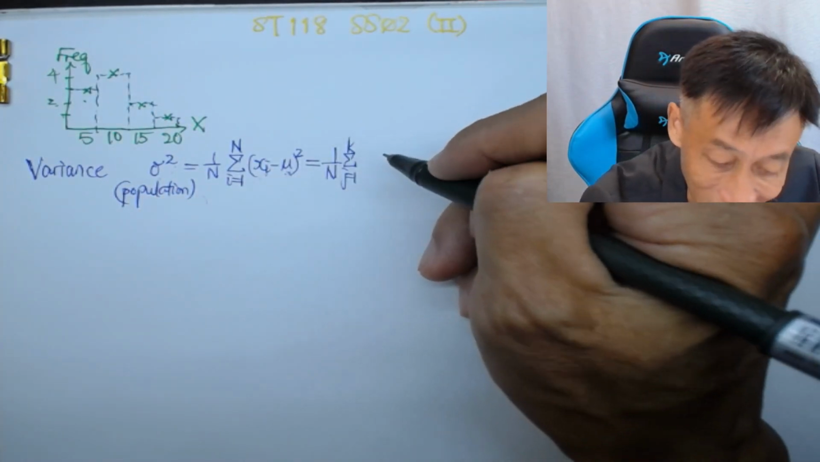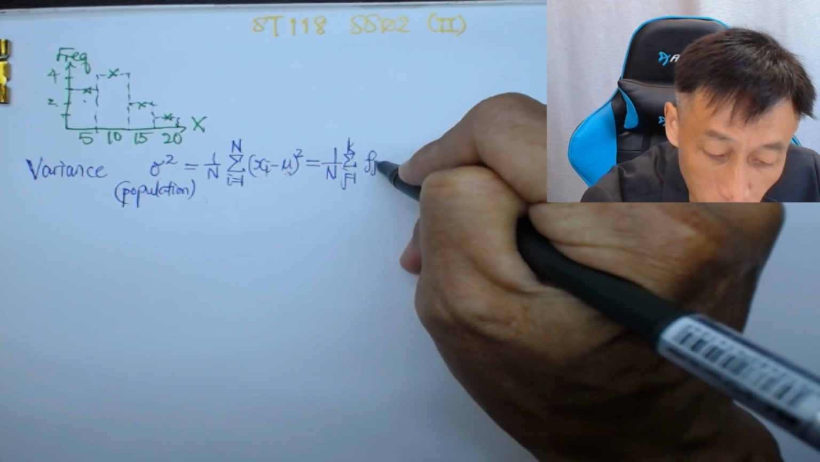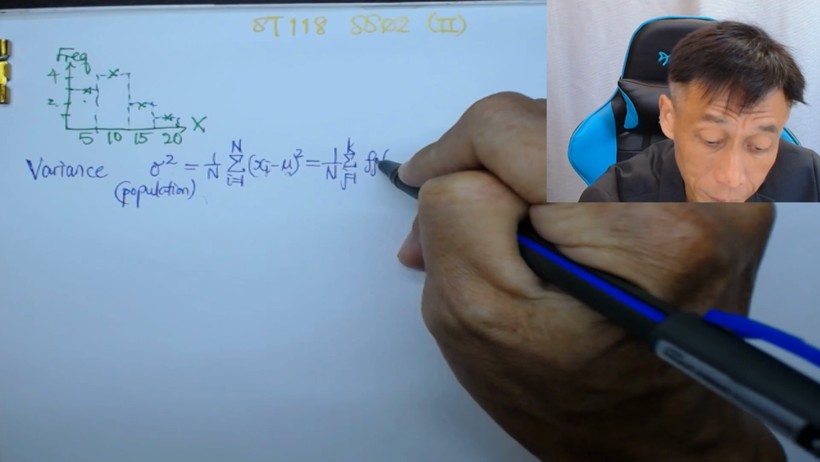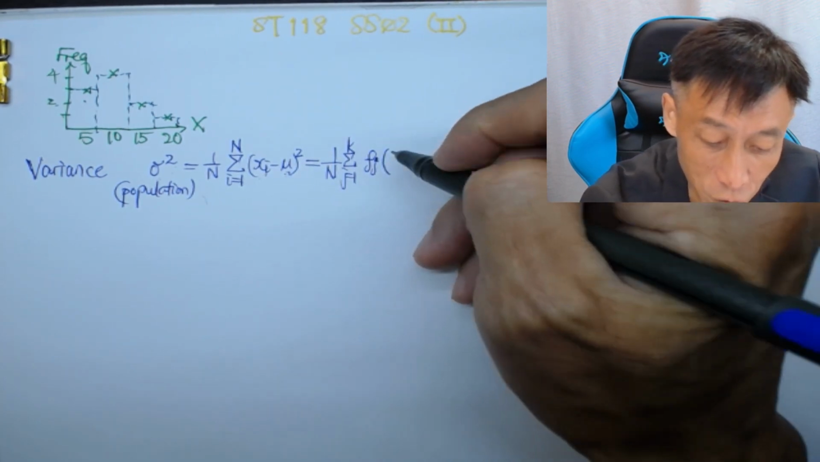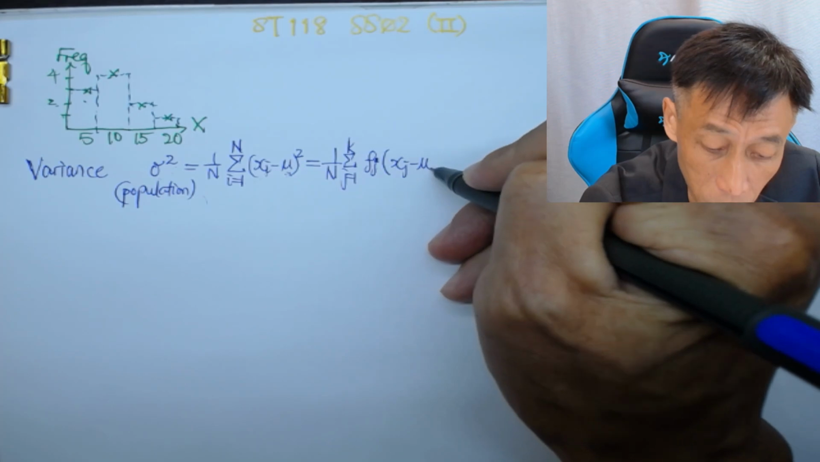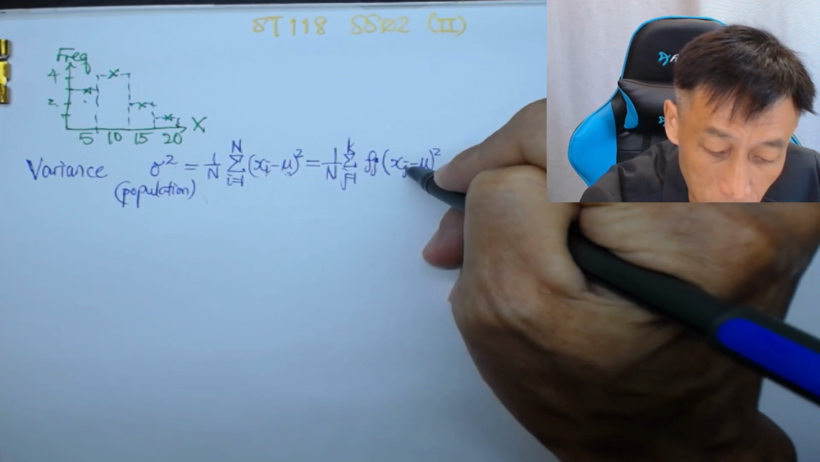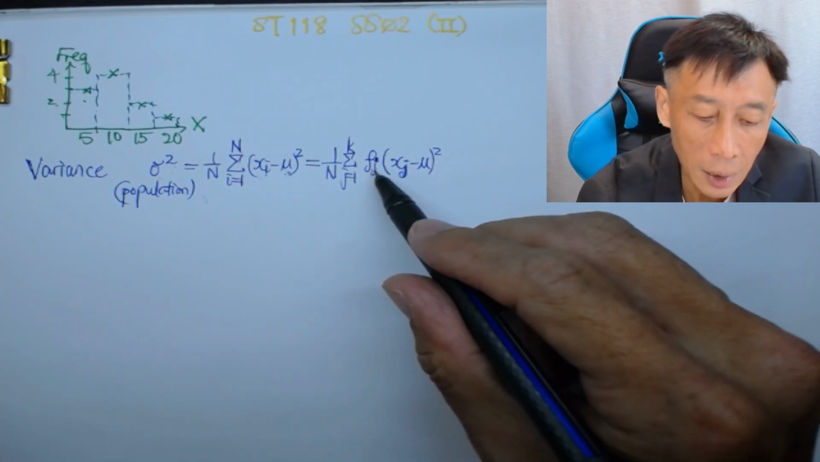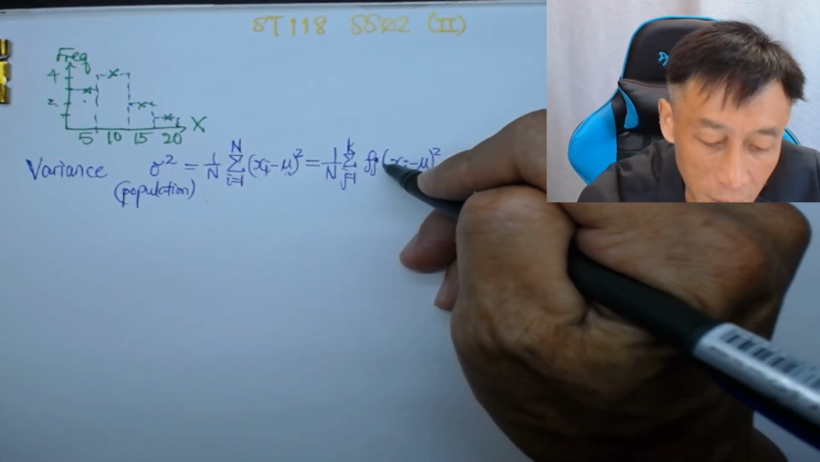So we will then use frequency times, not frequency times xj, but frequency times the xj minus mu squared. So the squared differences for xj away from mu is happening fj times. That's what it's trying to say.